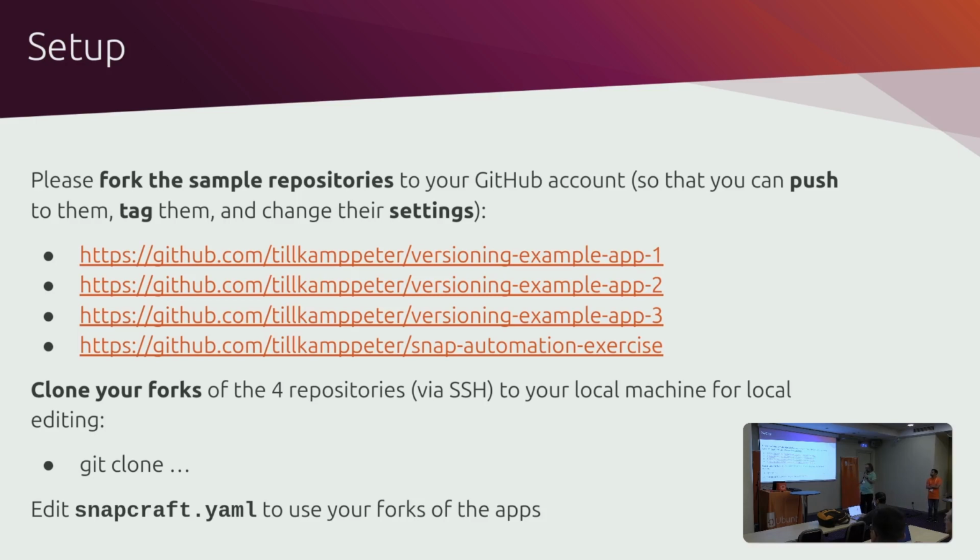when it sees that one of the other 3 got released by you. And especially important is then also the snapcraft.yaml, where there are links to these 3 upstream sources. You must modify the links so that it is not Till Kamppeter anymore, but your username, so that your fork is used. So that when you release your fork, your GitHub actions actually see that something happened.